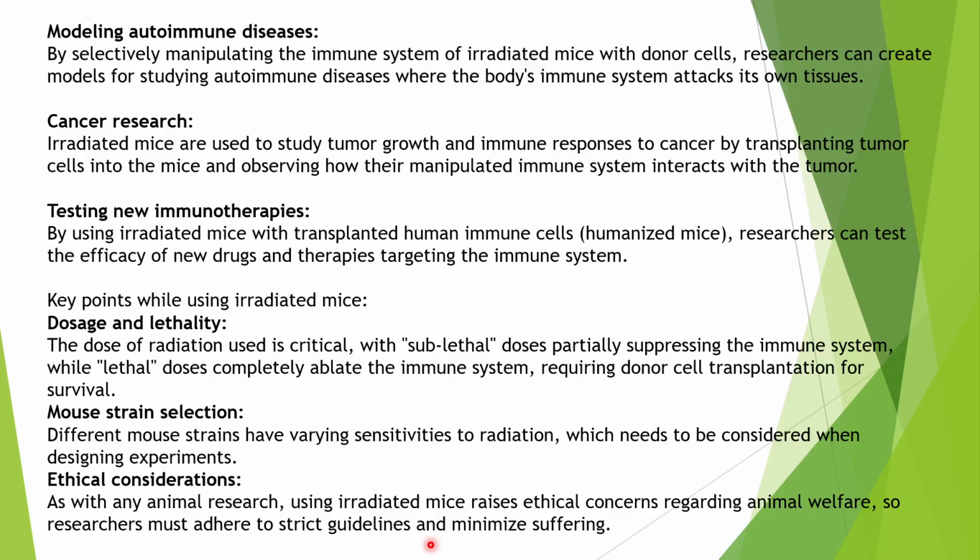Next is testing immunotherapies by using irradiated mice with transplanted human immune cells, that is humanized mice. Because now the immune system is completely collapsed in these irradiated mice, it will not recognize any cell as foreign. It does not have the capacity to recognize and attack foreign cells. So you can even transplant human immune cells, and the host will accept it, and you can see how it functions in the model organism.